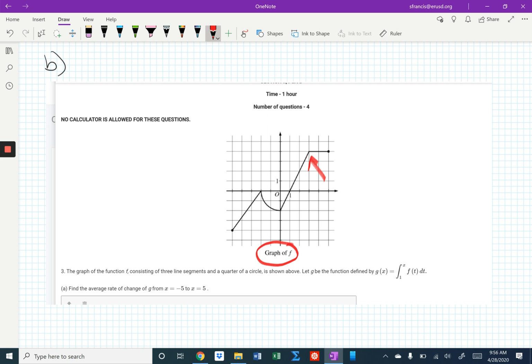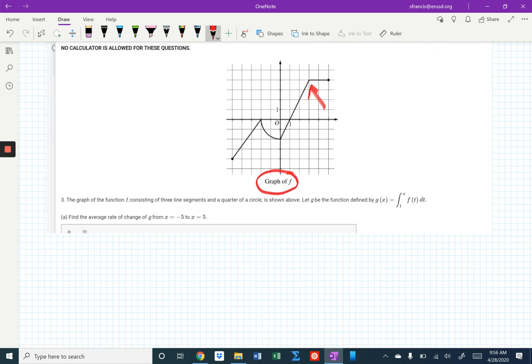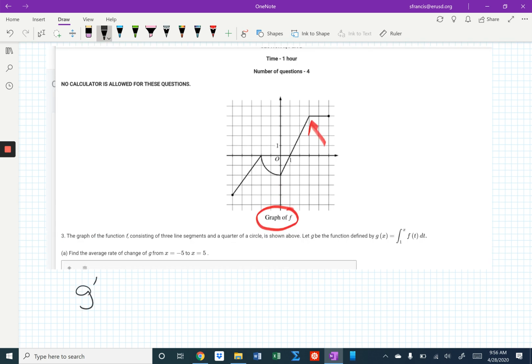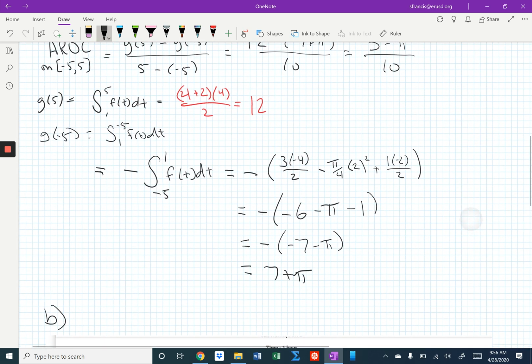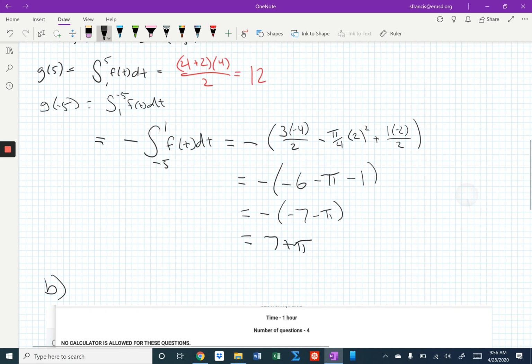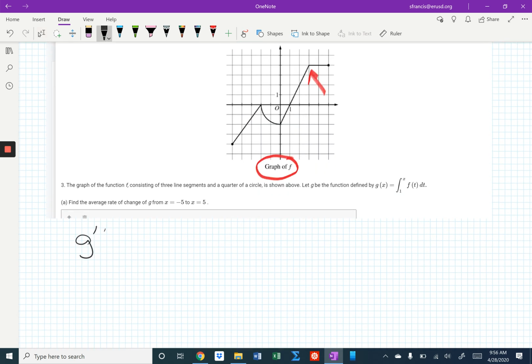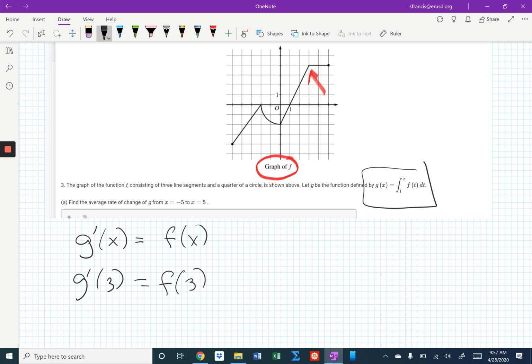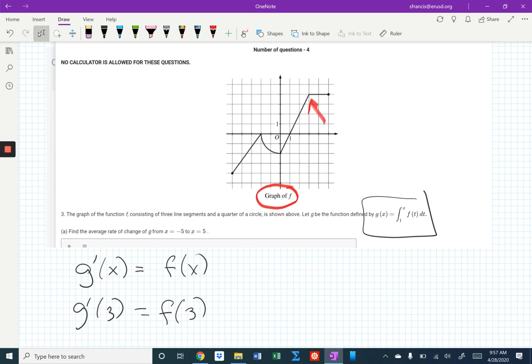I need g prime of 3, so I got to do some fundamental theorem here, and that's going to be on the AP exam all over the place. In fact, we didn't use it up there because we used geometry, but anyways, this is an example where the fundamental theorem is used. First, let's find g prime of x, okay? Fundamental theorem, remember this is g right here. Fundamental theorem says that g prime of x is just going to be f of x. So g prime of 3 is just f of 3. And if I'm looking at the graph of f, f of 3 is the output right here. That's just 4. That question is that easy, ladies and gentlemen.